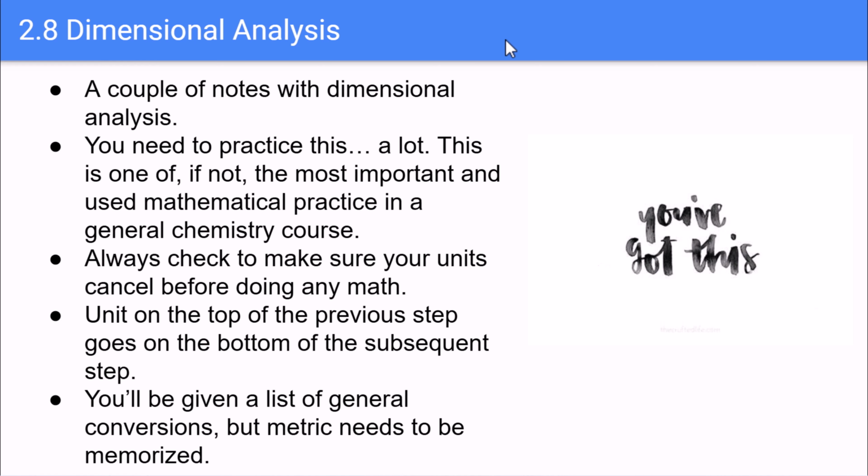You'll be given a list of general conversion factors, but the metric units need to be memorized. You need to make sure you know how many milligrams are in a gram. You need to know how many kiloliters are in a liter. Remember that those metric conversions can be used for any metric-based unit. The only 3 we're going to look at in this class include gram, liter, and meter.